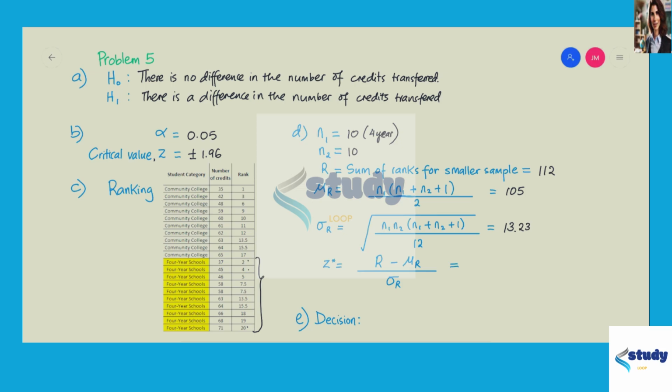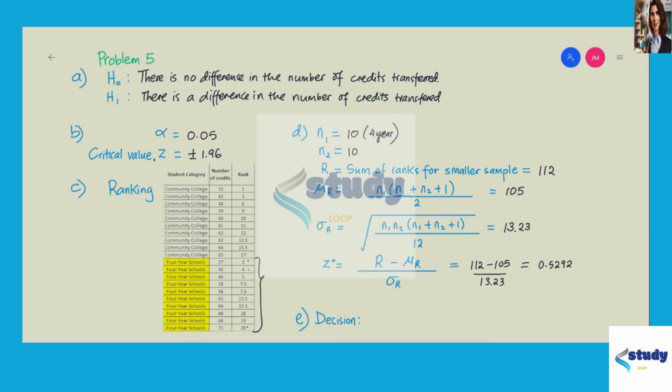Finally, we can work out the value of Z by substituting the values into this equation. So R is 112 minus mu R 105, divided by sigma R 13.23. And when that is simplified, it gives us a Z value of 0.5292.